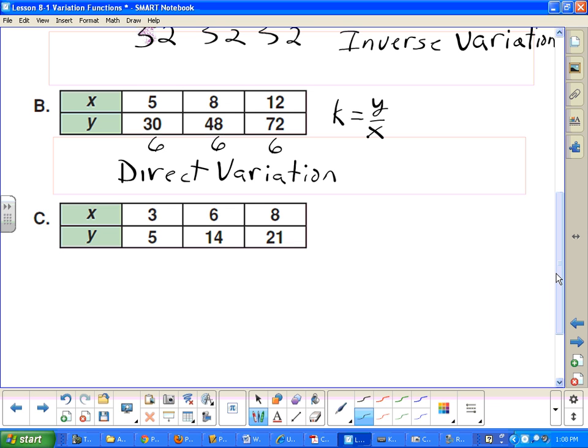So I look at letter C. The x values are all getting bigger. Okay? I look at the y values. Are they getting bigger or smaller? Okay, they're getting bigger. So I know it can't be inverse variation. So I need to check to see if when I divide, I get the same values.